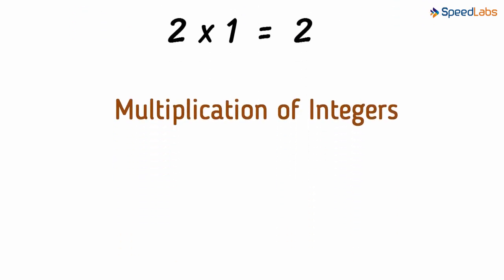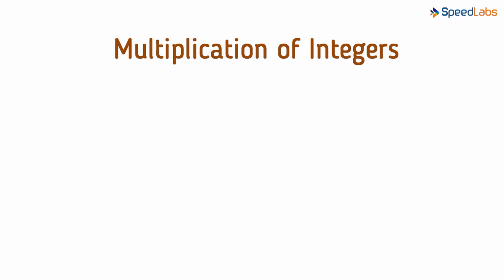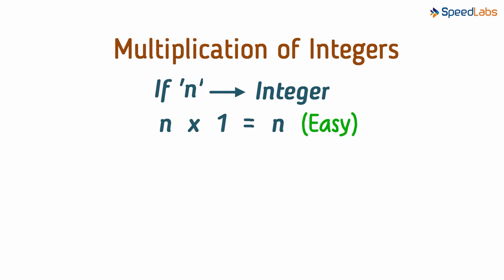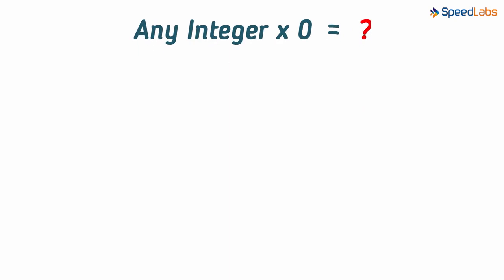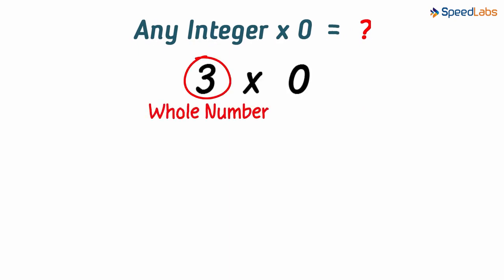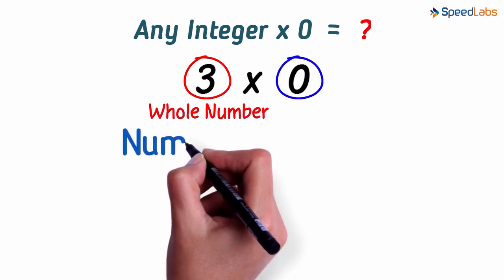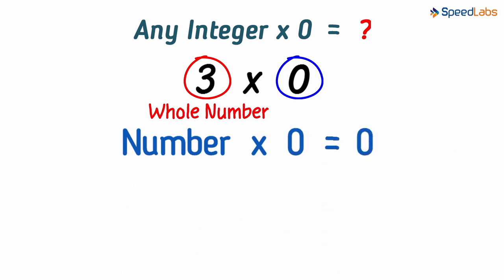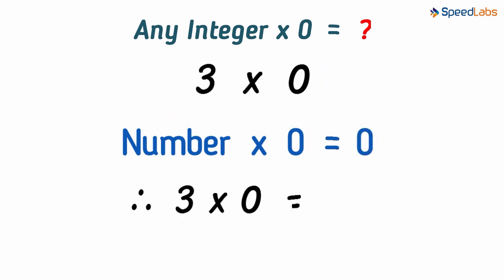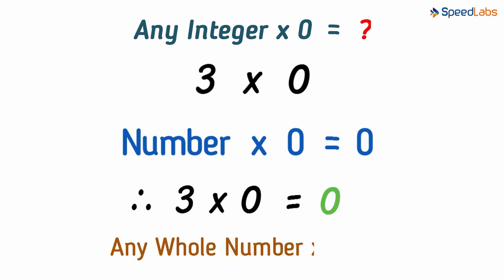Let us begin. We know that multiplication is easy when we have one of the integers to be multiplied as 1. Then how about multiplying an integer with 0? Let's find out the answer to this. Consider the following problem. 3 is a whole number and we have to multiply it with 0. We know that any number multiplied by 0 is 0. Therefore, the answer to this question is 0. So, we can understand that any whole number when multiplied by 0 gives us 0.